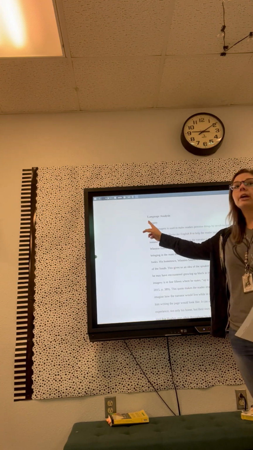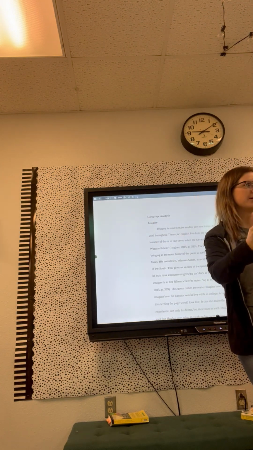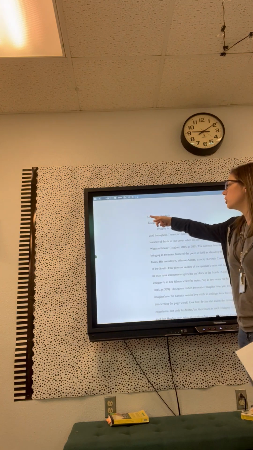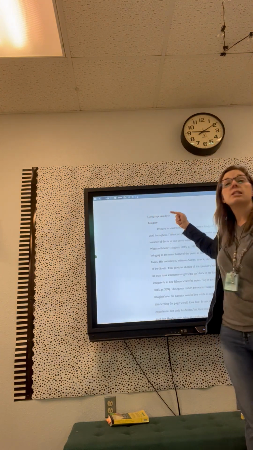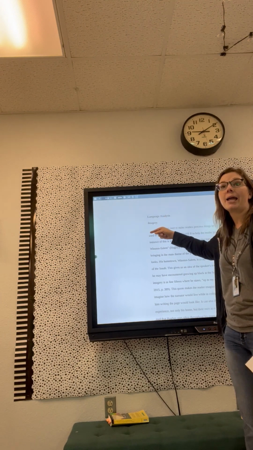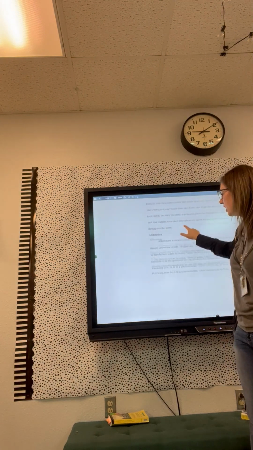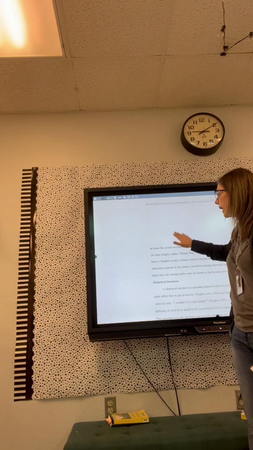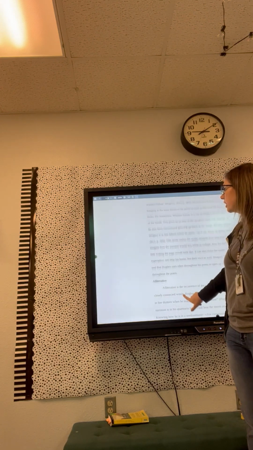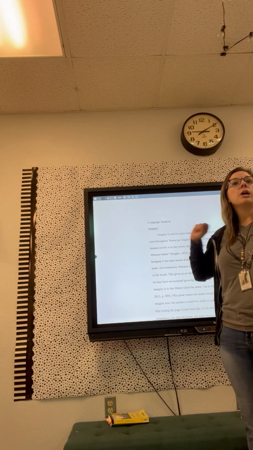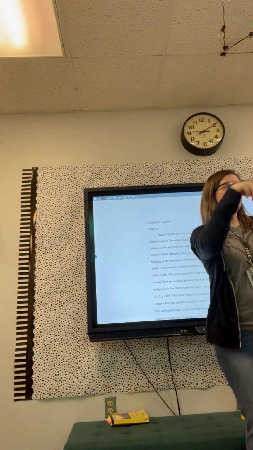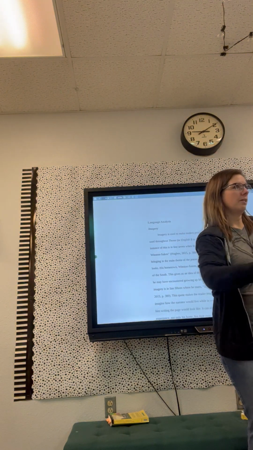Here it's a level 3 APA title. Level 2 was left side bold. Level 3 is left side bold italics. These 3 sections let me know that all 3 of these go underneath language analysis because they're level 3. All level 3s go underneath that level 2. They're all part of that level 2.